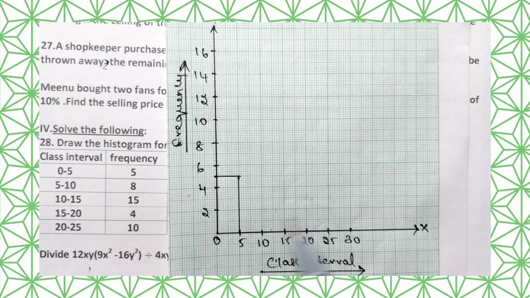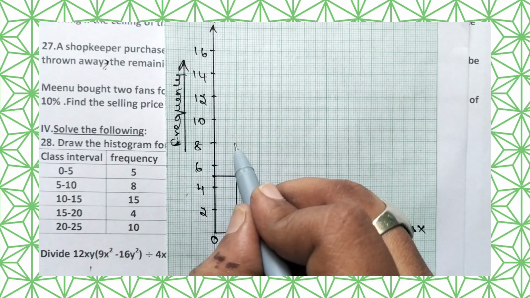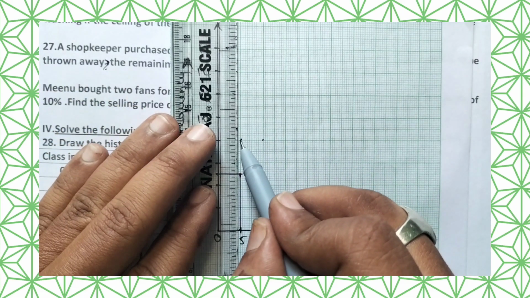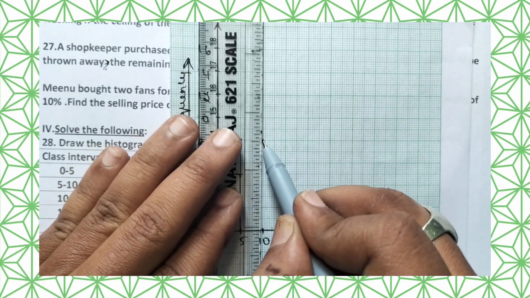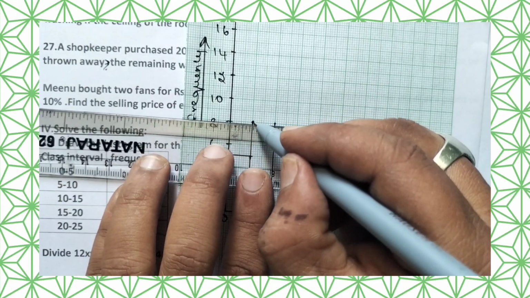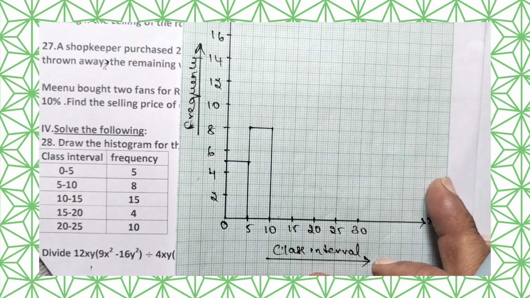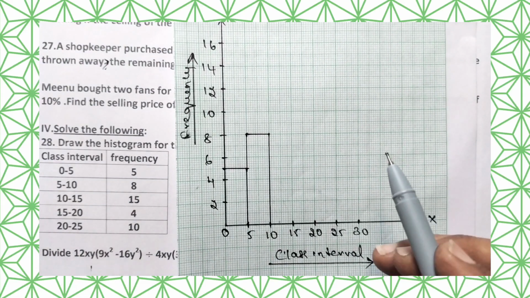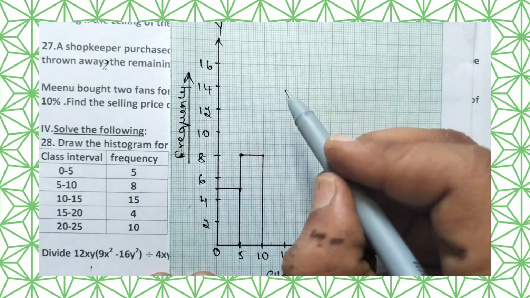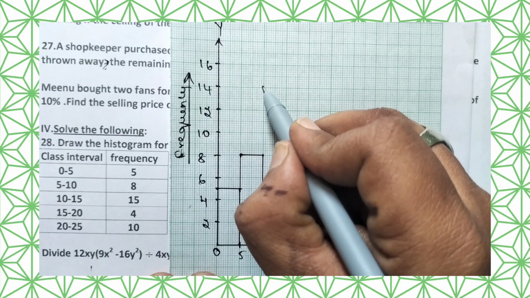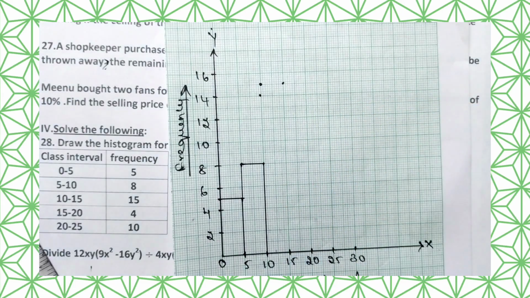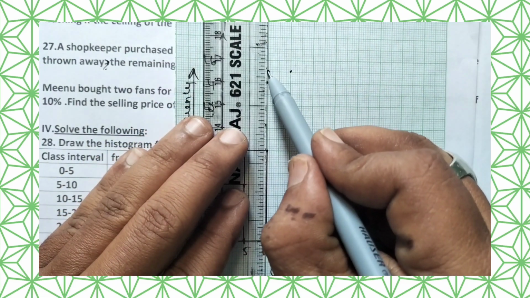Then 5 to 10 is 8. So 5 to 10 is 8. So now you draw it. Next 10 to 15 is 15. 15 lies between 14 and 16. Sorry, not here, it will come between 14 and 16. So there you have to mark 15.